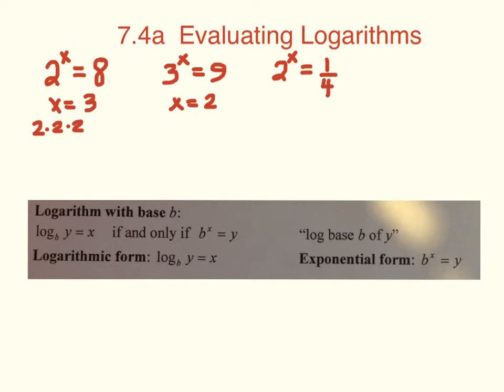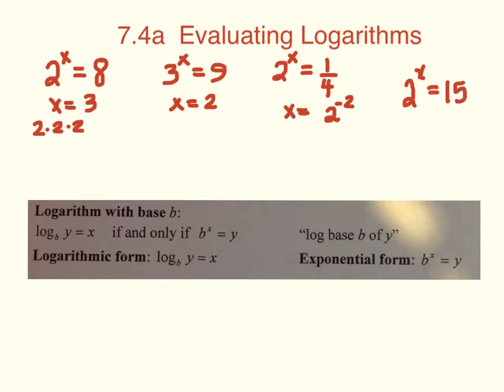well, I know that 1/4 is 2 squared, right? But don't forget, in order to get 2 squared from the numerator to the denominator, all I have to do is make it negative. So that would give me 2 to the negative 2. Okay, those are easy. What if I were to tell you 2 to what power gives me 15?